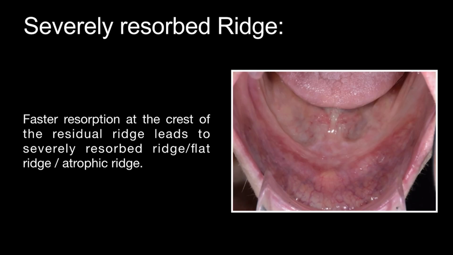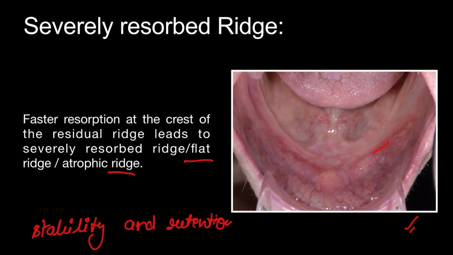Moving to severely resorbed ridge. Due to the faster resorption at the crest of the residual ridge, it leads to severely resorbed ridge, flat ridge, or atrophic ridge. Extreme resorption ridge is generally seen in mandibular arch than maxillary arch, and the reason could be anatomic, metabolic, or mechanical. Primary importance here is stability and retention of the prosthesis to be delivered.